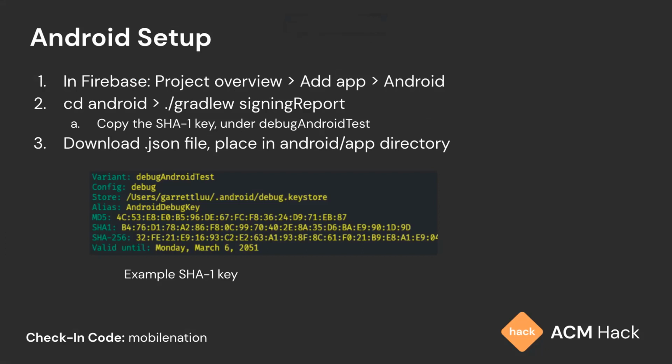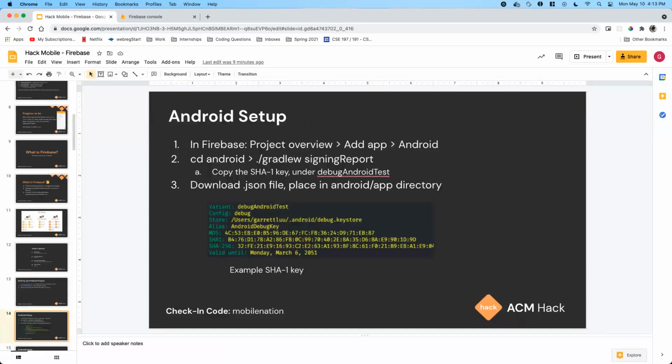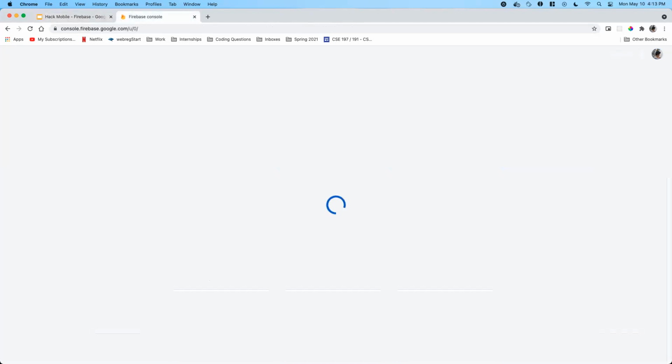So for Android, unfortunately, Firebase is one of the weird things where you have to go into each individual app's code and change stuff in that folder. So for Android, we're going to need to set something up. In the Firebase project overview, we're going to add an app and then copy the SHA-1 key. I think that's how it's pronounced. And then get the JSON files. That's what we'll need. So I'll just demonstrate that really quick.